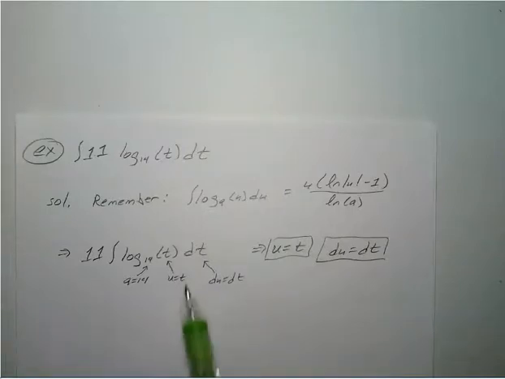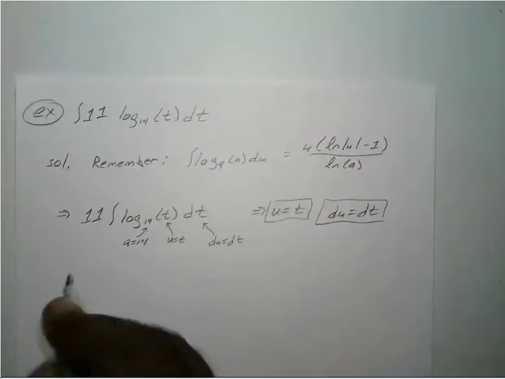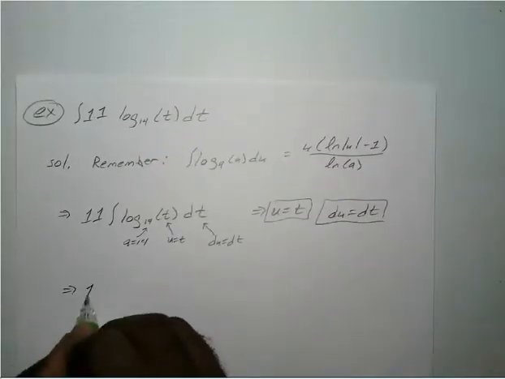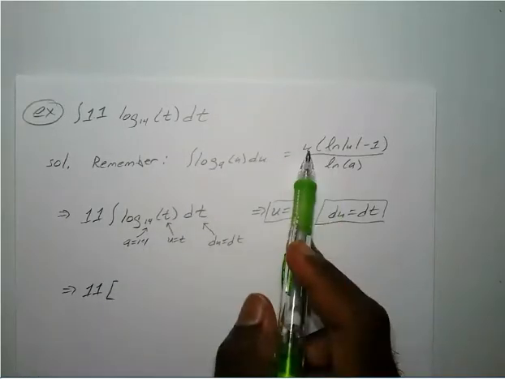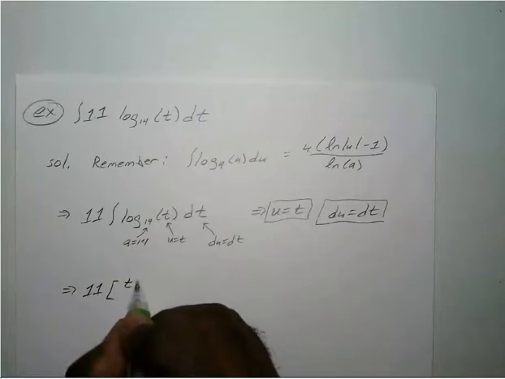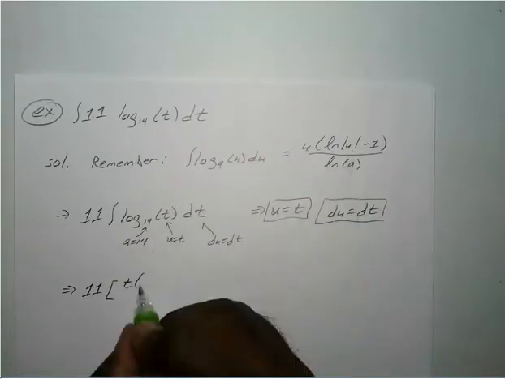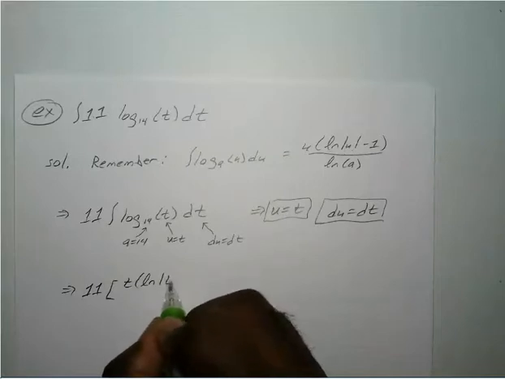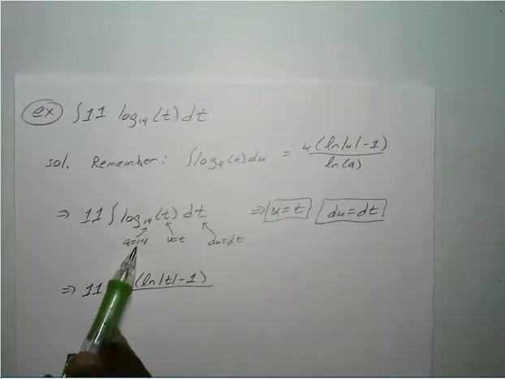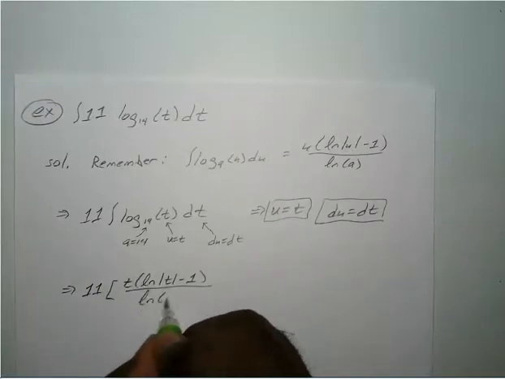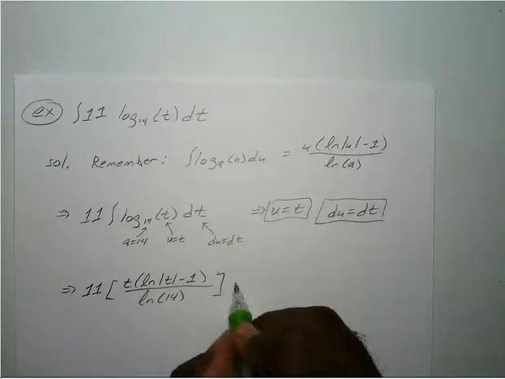Okay, so we can go ahead and get all of those and plug them into our formula here. So this is going to be 11 times, we have our u, which is just t, so that's t times natural log of the absolute value of u, so that's just the natural log of the absolute value of t, minus 1 divided by the natural log of a, which is just the natural log of 14, plus c.